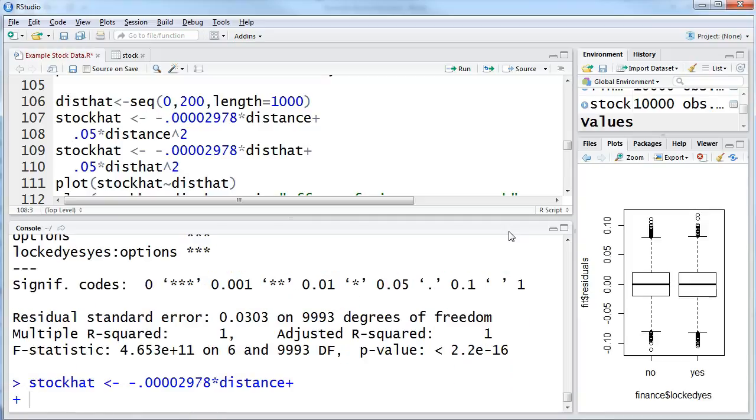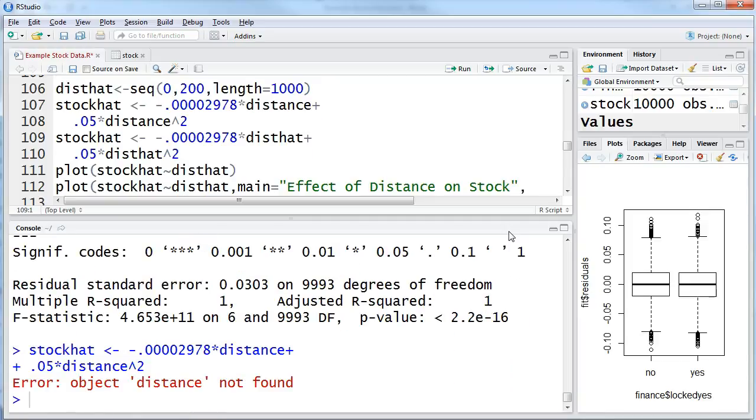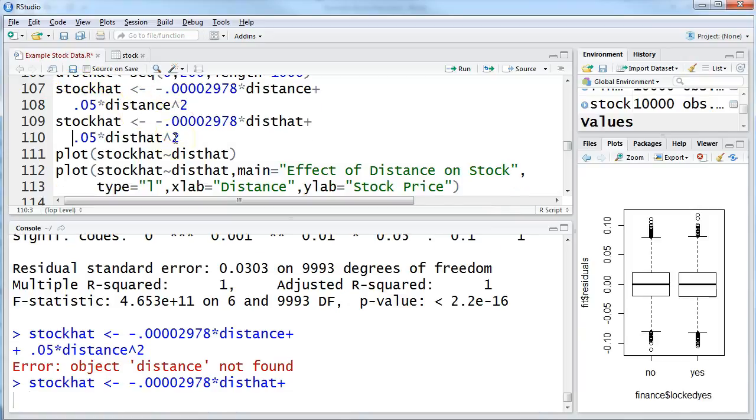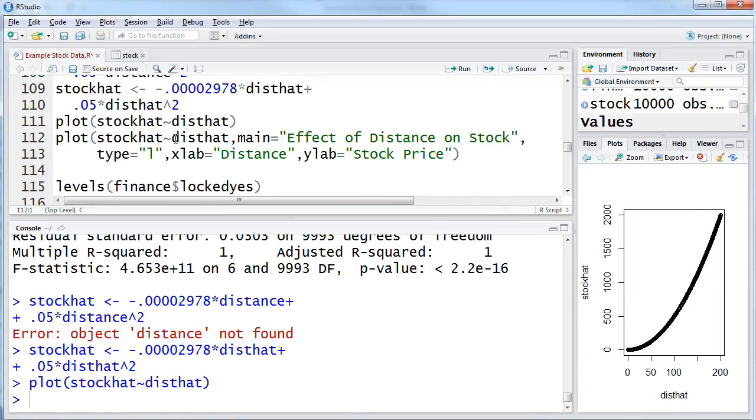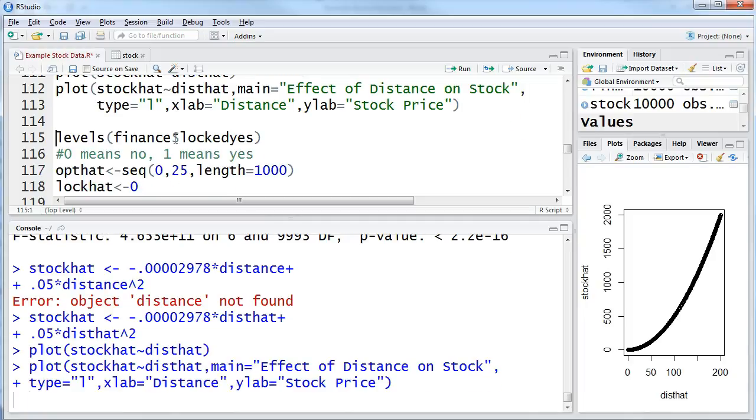So, being in an ornery mood, it's called dist hat, and then I called it distance. No, I'm sorry, dist hat. So plot it. Okay, it looks like that, and then I made my plot all pretty and nice. Oh, great. So now I can see the relationship. As distance increases, stock price isn't affected a whole lot, unless you get to the really high values, in which case it rockets up like that.